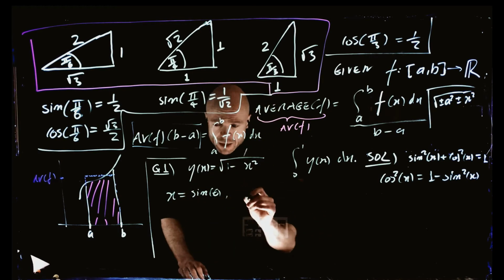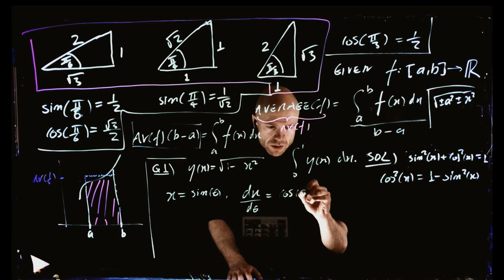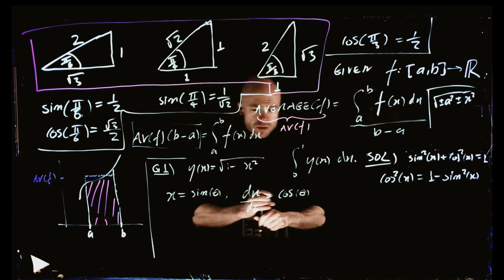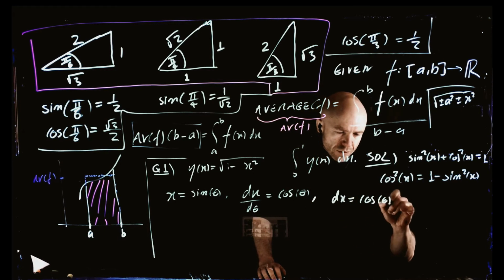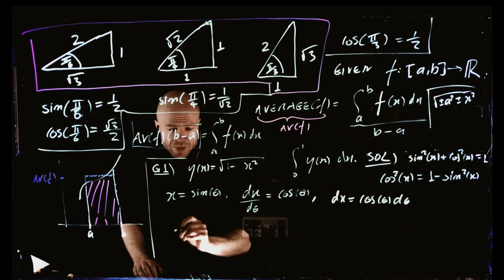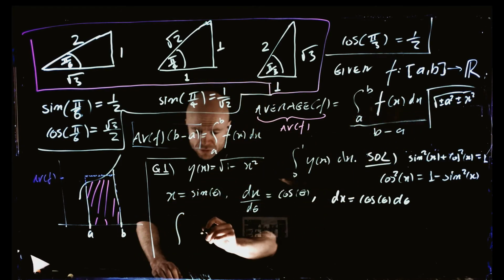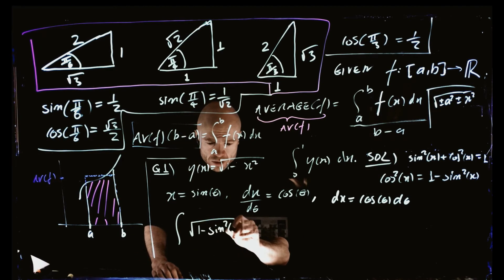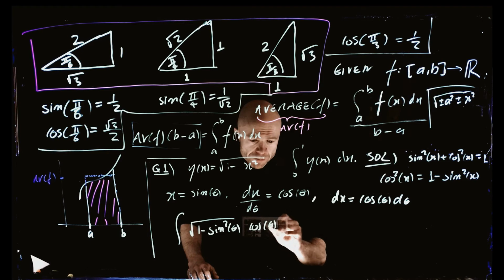And then if we do this, dx by d theta equals cosine of theta. So we have dx equals cosine of theta d theta. And we're going to turn this into an integral with respect to theta. So let's worry about the limits in a second. Firstly, this is our function, the square root of 1 minus sine squared of theta, and the dx becomes cosine of theta d theta.